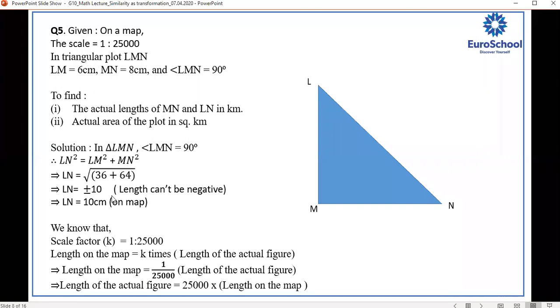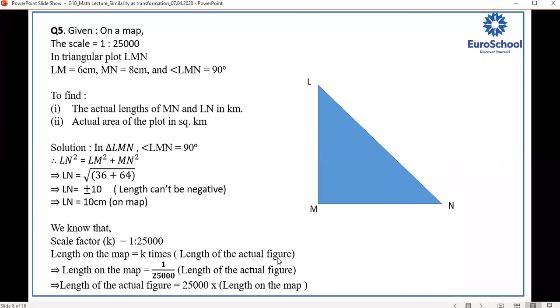Why have I mentioned here "on map"? Ma'am, because it is told around 10 centimeter on the map. Exactly. It's because all the measurements are given on the map. That's why I've mentioned 10 centimeter on map. Now, this was the first part where we have calculated the measurement of the hypotenuse.